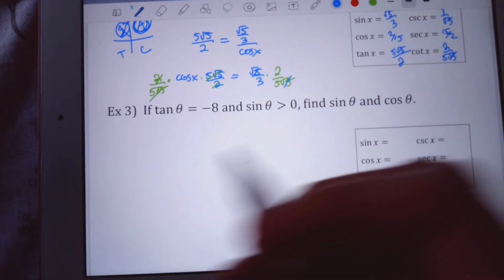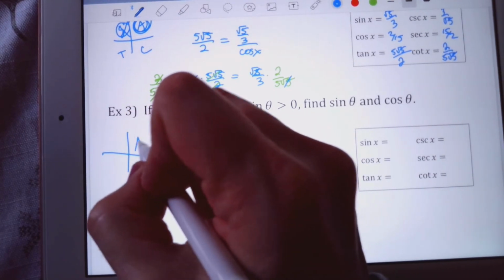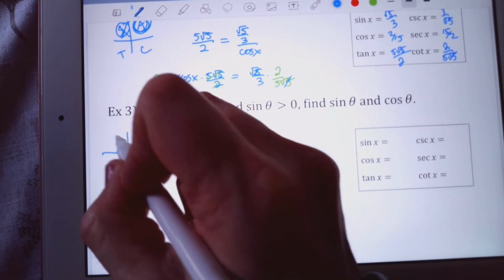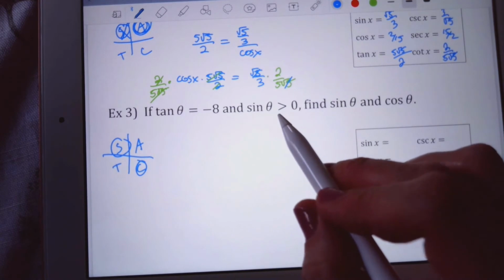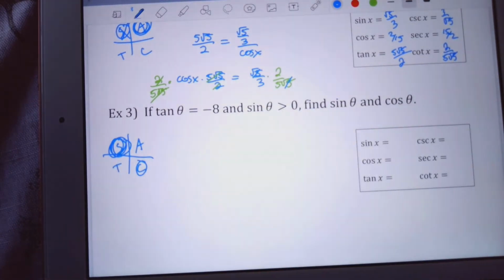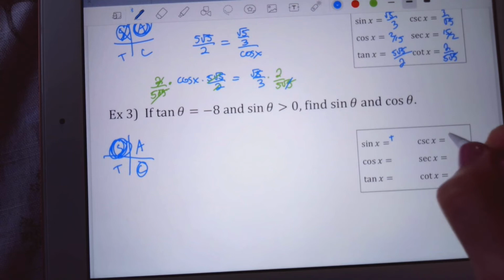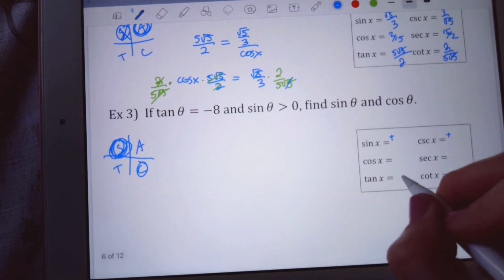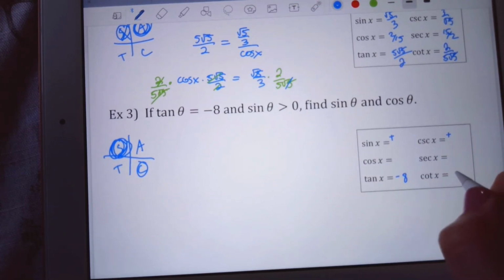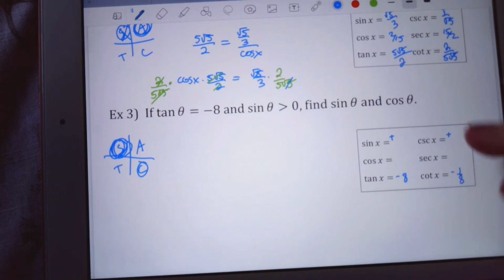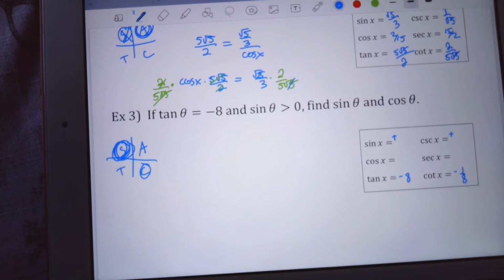So tangent is -8. So that means my tangent's negative. So it's one of these two places. And it says sine is greater than 0. So I'm going to be here, second quadrant. So sine is greater than 0. That means plus is there. Tangent's -8. So it means cotangent is -1/8. All right.